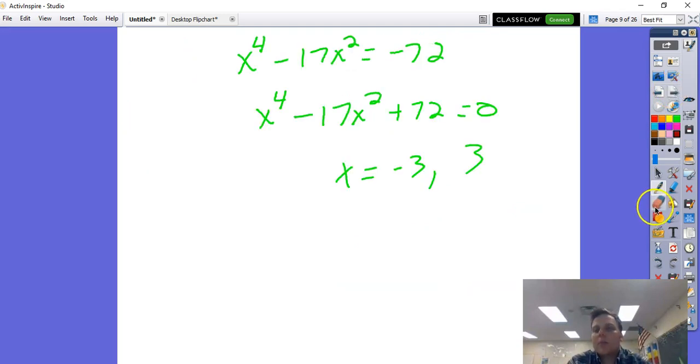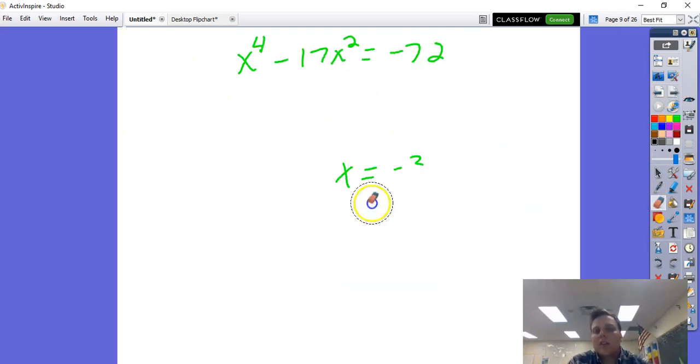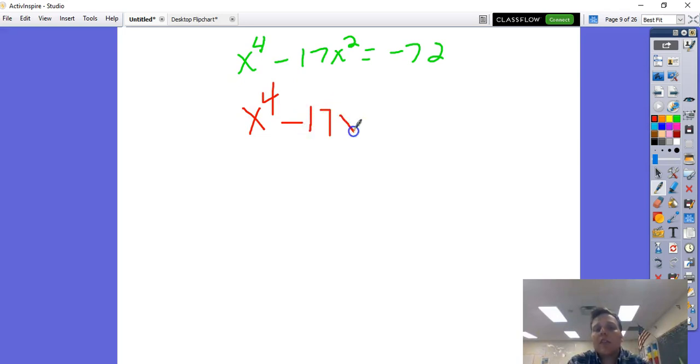All right, let's look at problem 2. I forgot to erase most of these. All right. X to the 4th minus 17x squared equals negative 72. For this class, I basically told you guys, anytime you're solving for x and it's being raised to some power other than 1, 99.9% of the time, you want to make it equal 0. So I need to bring the negative 72 over to the other side. So I'm going to add 72, and then it's just going to equal 0.